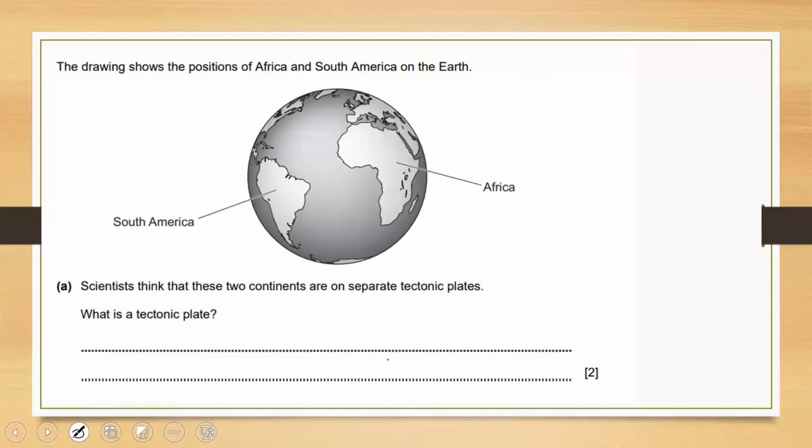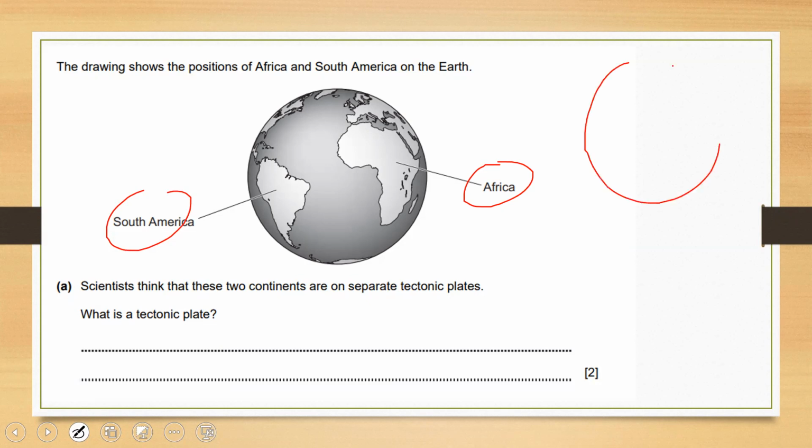Now, this question has to do with Earth and tectonic plates. The drawing shows the position of Africa and South America on the Earth, South America here and of course Africa here. Scientists think that these two continents are on separate tectonic plates. What is a tectonic plate? For us to answer this question, we must understand the structure of the earth.